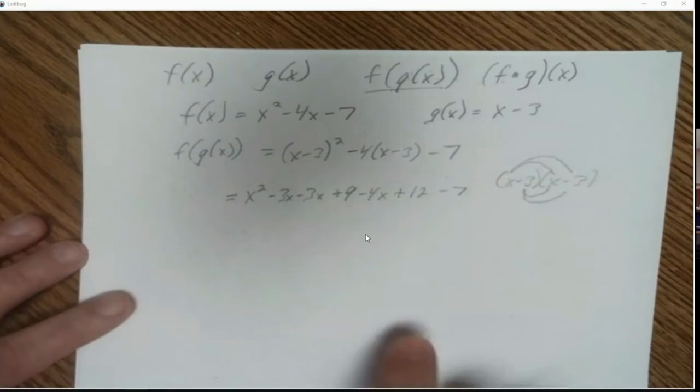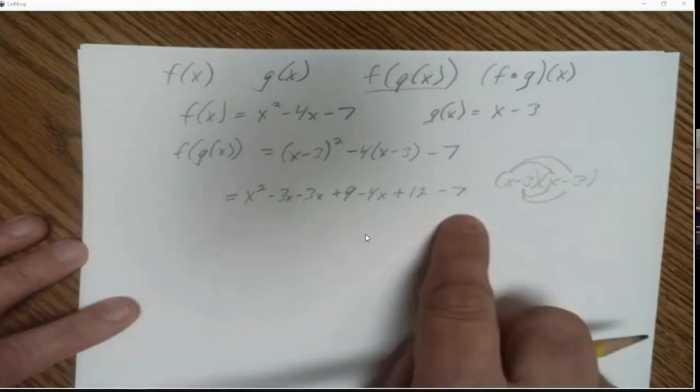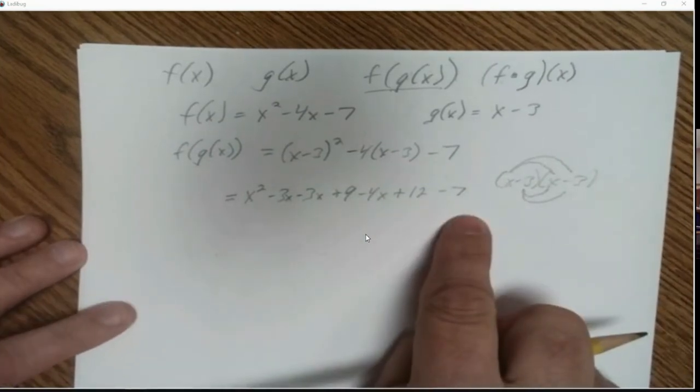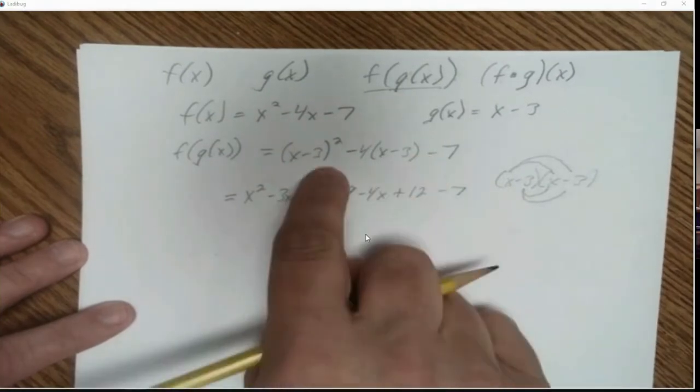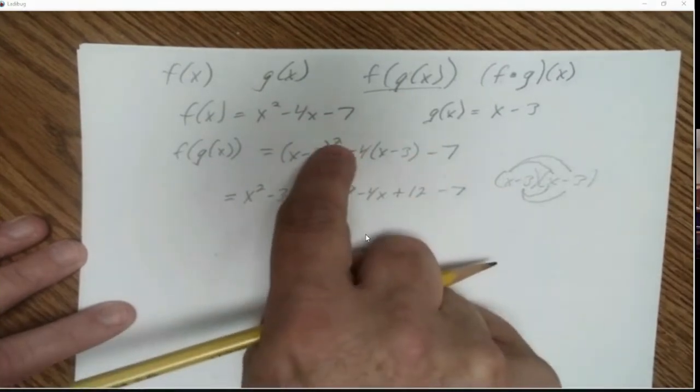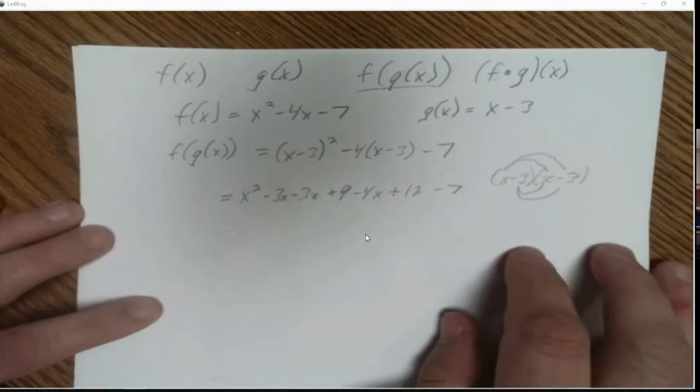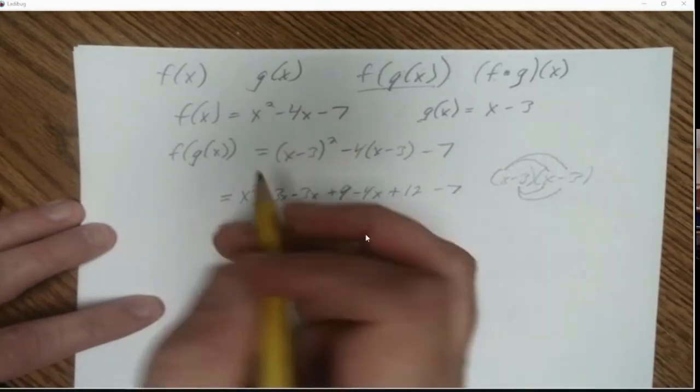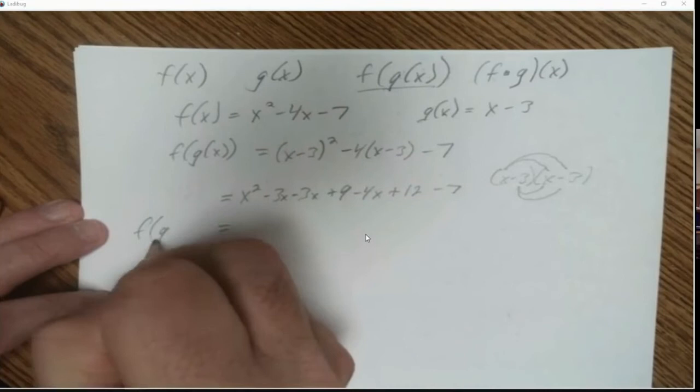It just comes down. So that's gotten rid of the parentheses, right? Order of operations, parentheses first. This parentheses involved an exponent to get rid of. So now we need to simplify all this. So f of g of x.